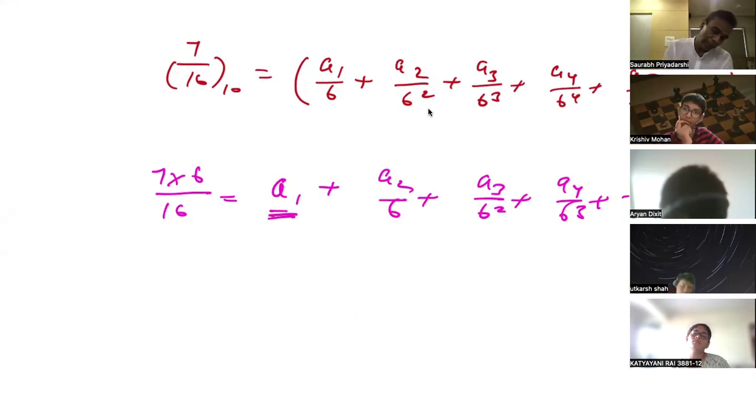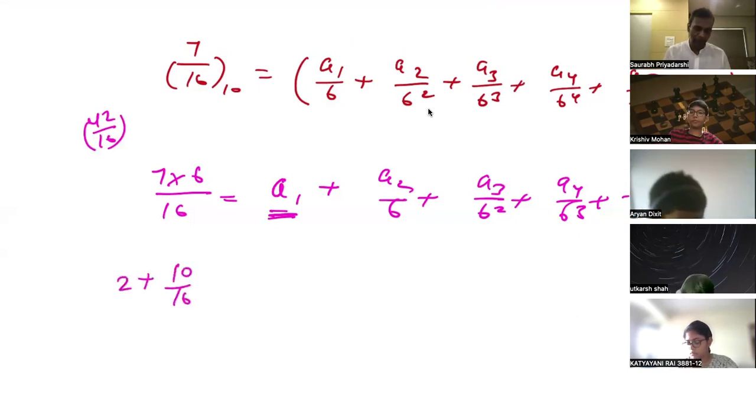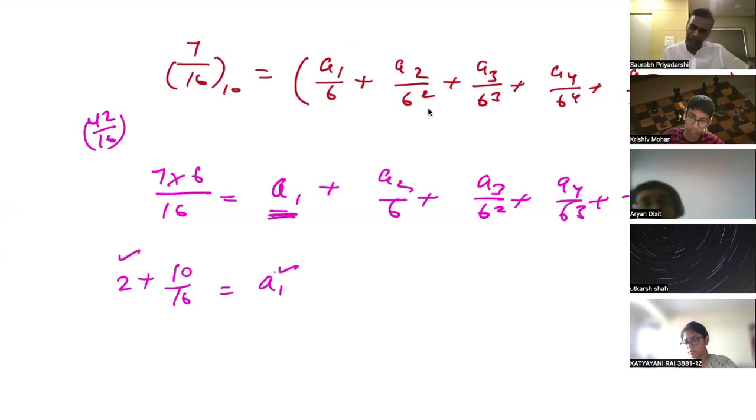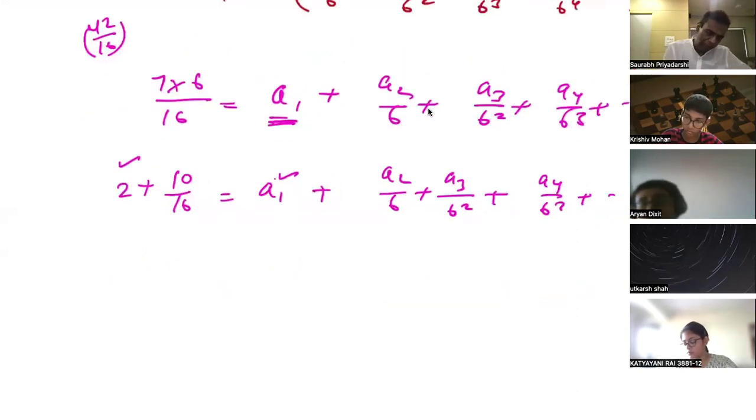So 16, 42 by 16. What number are we getting? Plus 10 by 16. Is this okay? So I can directly say this value: 2.625. No, not in point form. A2 by 6, A3 by 6 square, A4 by 6 cube, and so on. So directly I can say A1 is equal to 2.